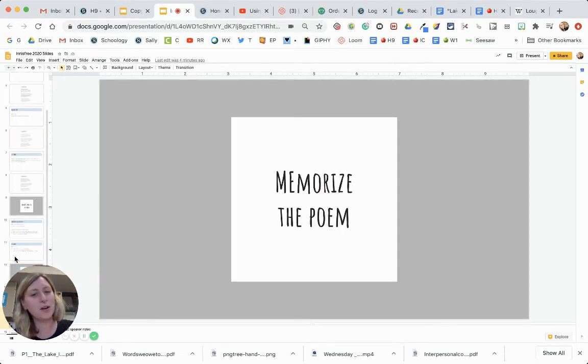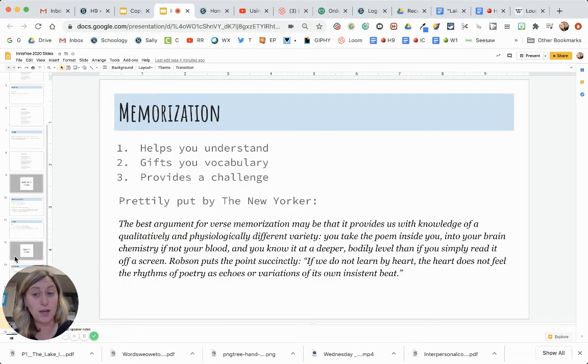The last thing you want to know here is that the assignment connected to this poem includes memorization. That's right. You guys are in honors now. You are in honors high school now, and you get the fun task of memorizing a poem. All right, so why memorization, you ask? Well, one, it's going to help you understand it better. It's going to gift you vocabulary, words that you might not have known, that you now feel comfortable saying and pronouncing. And it also provides a challenge.